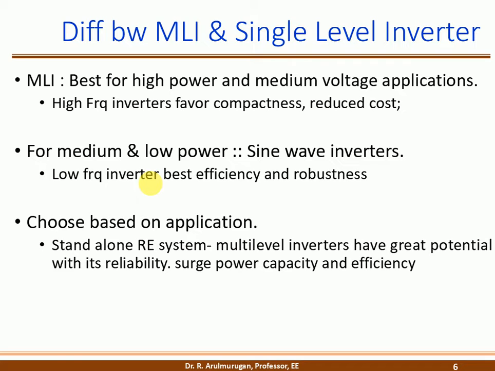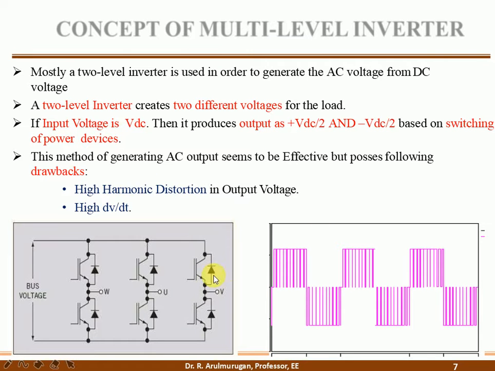Okay, then coming to choosing the best applications. The multi-level inverter is a high power application. You will use the multi-level inverter for standalone renewable energy system type applications. It has good reliability, surge power capacity and efficiency. And the single phase inverter, being low frequency, is suitable for low frequency applications.